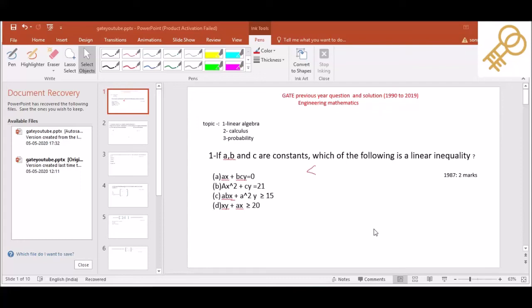In this tutorial and upcoming tutorials, I'll be explaining all the previous years' GATE question papers with the solutions. Okay, so without wasting time, let us start with the videos. And here is your first question.